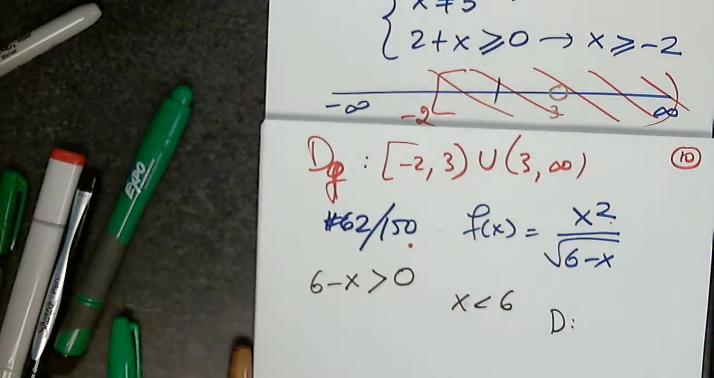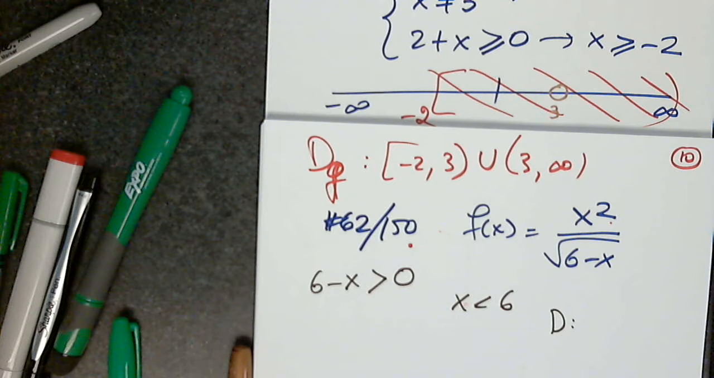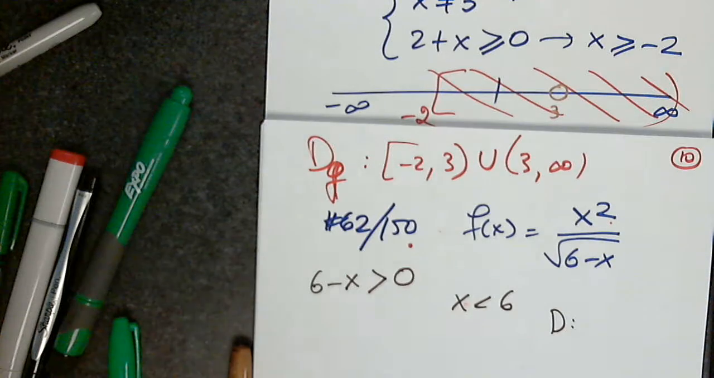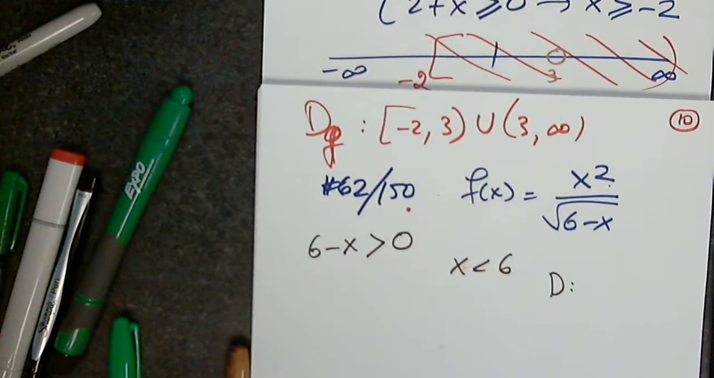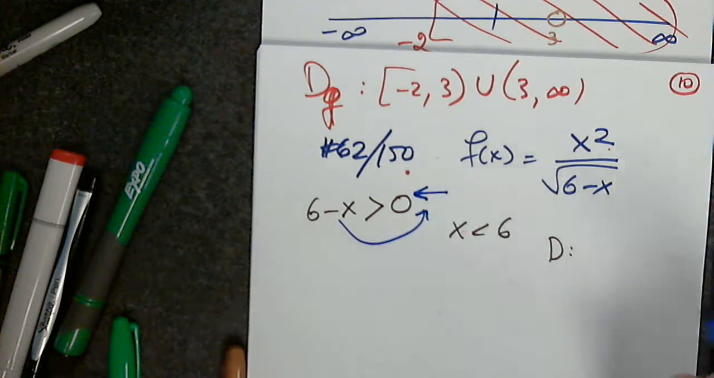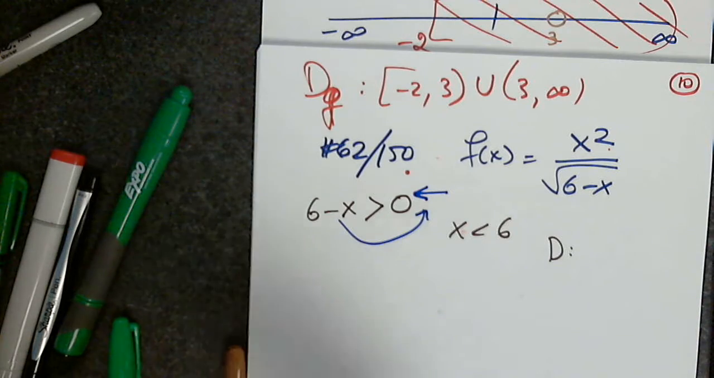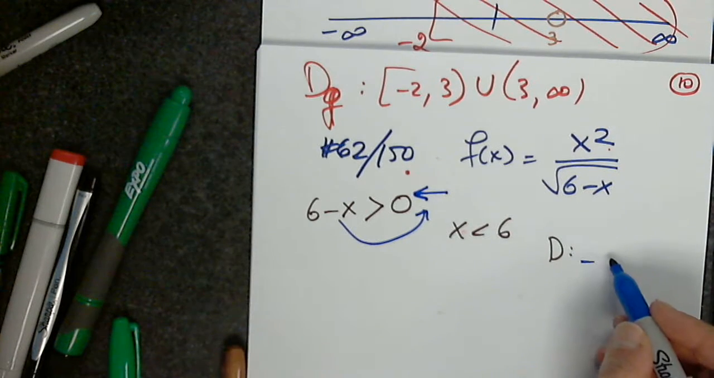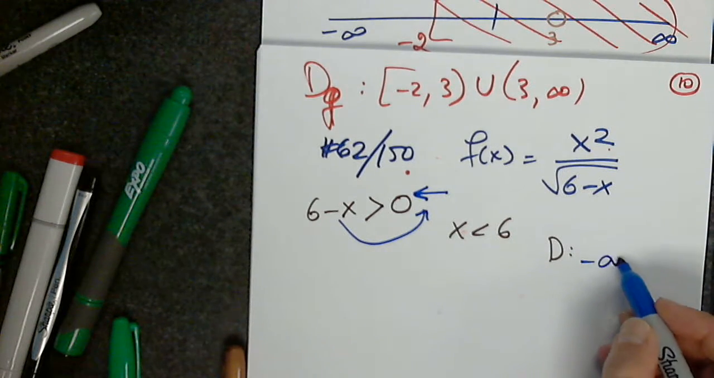And what is the domain of this function then? There is no restriction on the numerator. x squared doesn't have any restrictions. So what is the domain? You have to bring x here and read the inequality from the right. x less than 6. So domain? Negative infinity to 6. Very good.